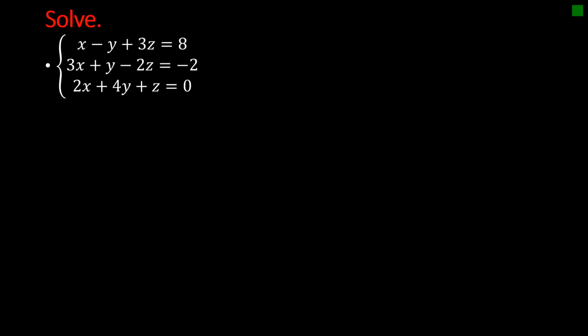All right, let's do an example. Here we have x minus y plus 3z equals 8. We're going to call that equation 1. We have 3x plus y minus 2z is negative 2. We're going to call that equation 2. And we have 2x plus 4y plus z equals 0. And we're going to call that equation 3. Now we need to decide which variable to eliminate. You can choose any variable you want to. I'm going to choose y.